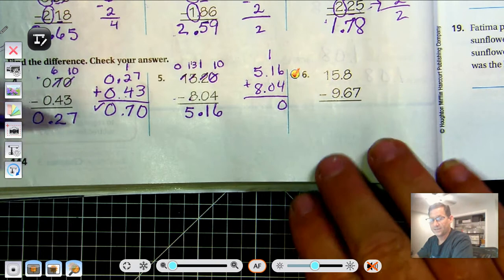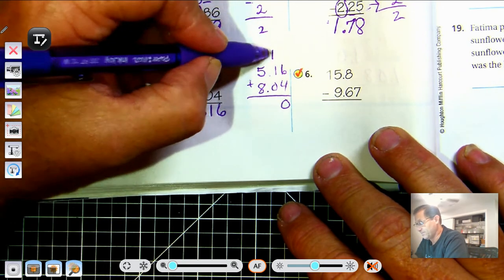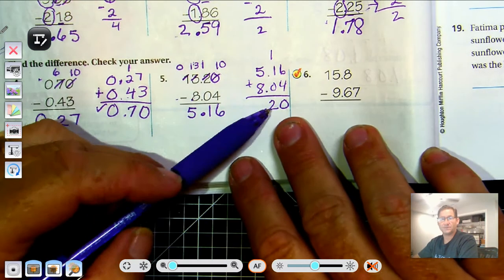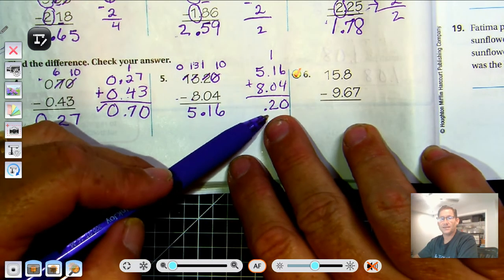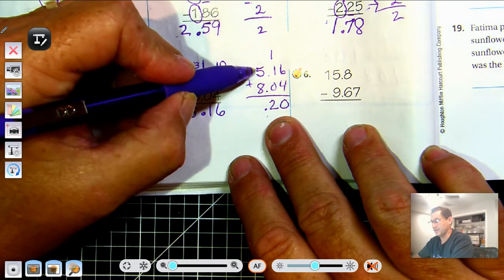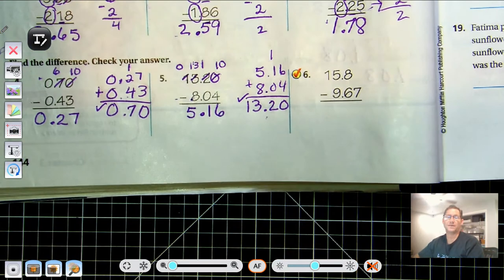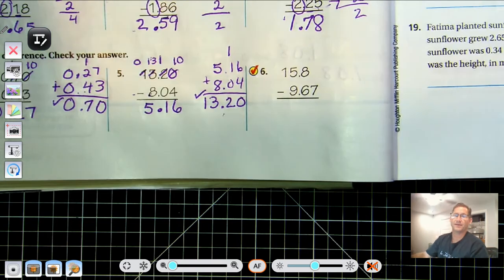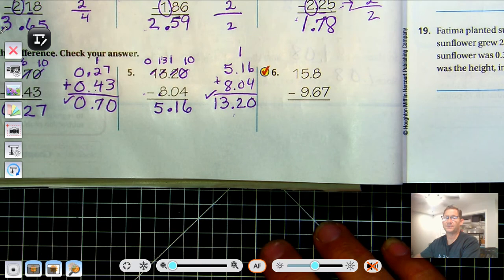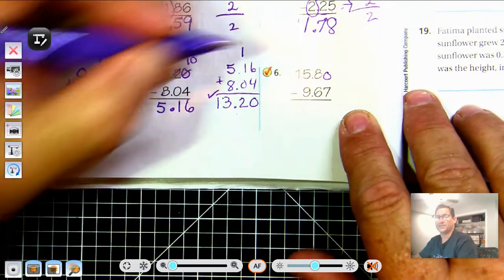6/100 plus 4/100 is 10/100, which will be regrouped as 1/10 and 0/100. 1/10 plus the regrouped tenth is 2/10. We're finished with the decimal portion. So bring down the decimal, and now let's move to the ones. 8 plus 5 is 13, and that does match the number that we subtracted from. Okay, number 6. 15 and 8/10 take away 9 and 67/100. Again, this is 67/100. This is 8/10. So let's add the 0.